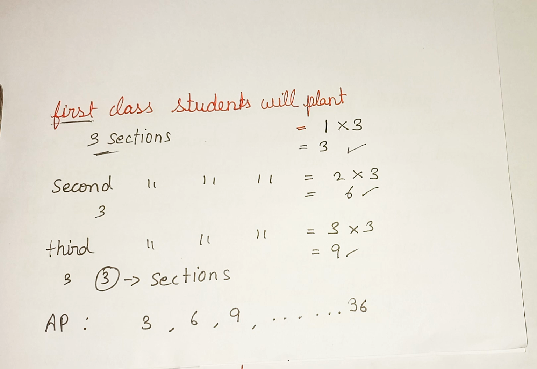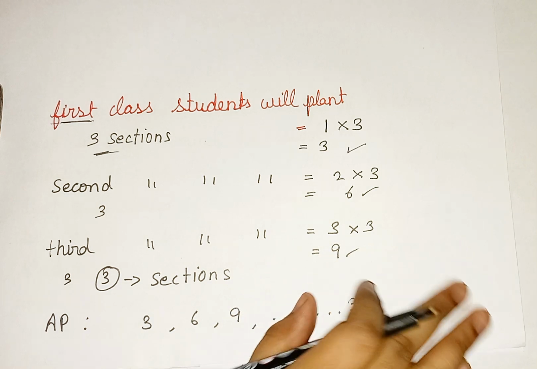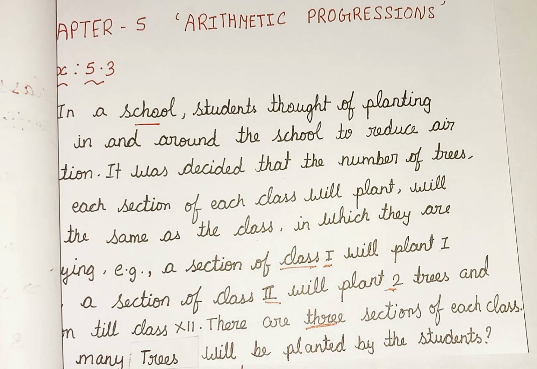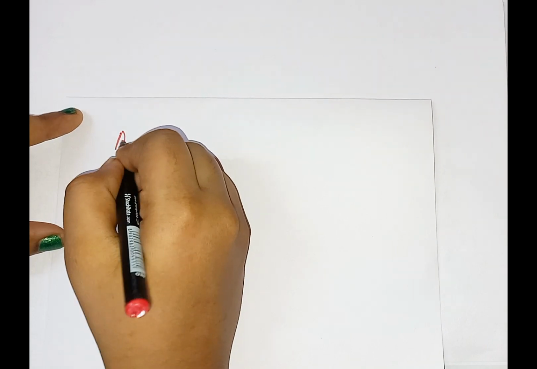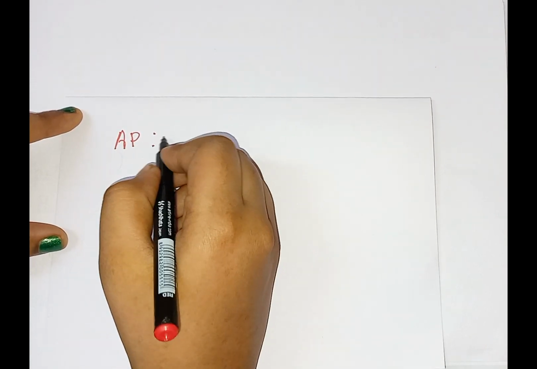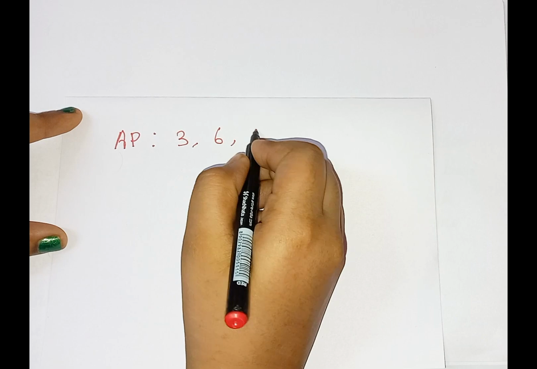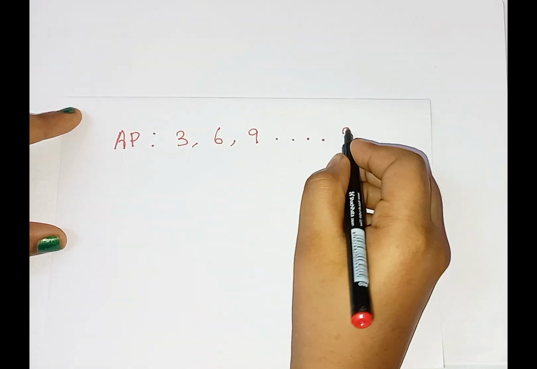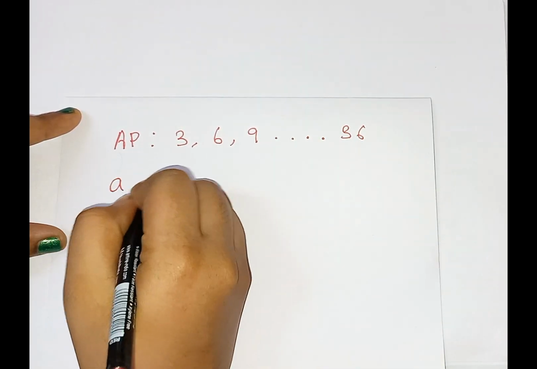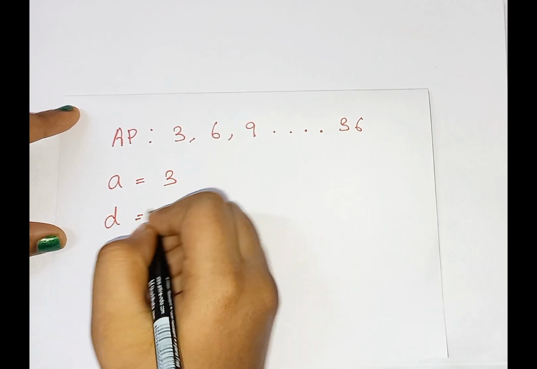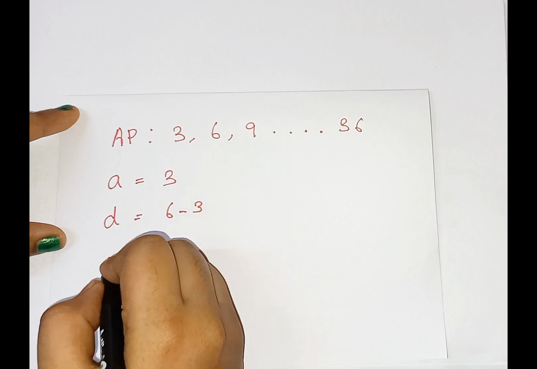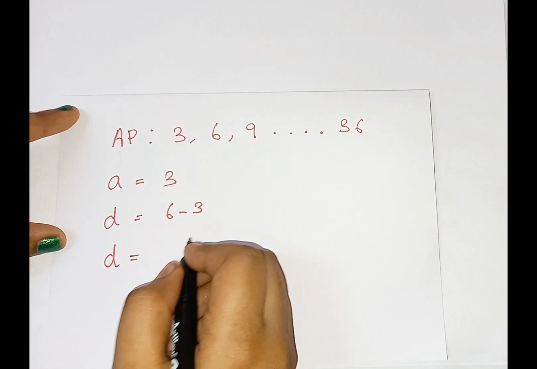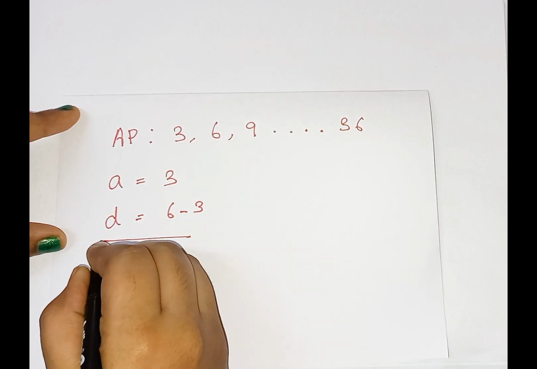So now we got an AP. What are we supposed to find? We are supposed to find how many trees will be planted by the students. So this is the question. Since you guys know the AP, it is 3, 6, 9 and so on up to 36. So here the A value is 3 and the D value is 6 minus 3, that is A2 minus A1, which is 3. So this is the D value.